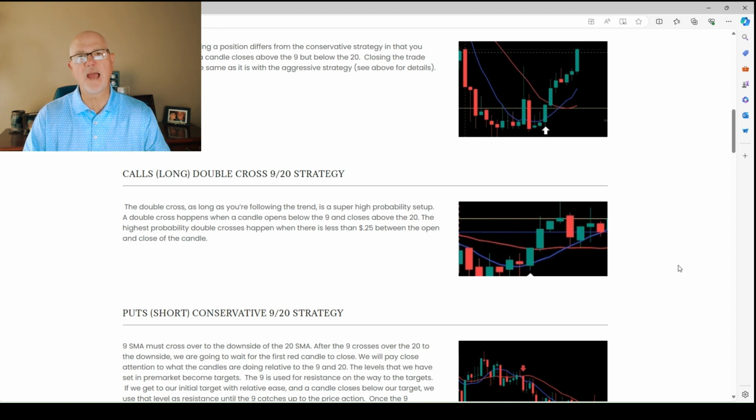Now, the double cross happens to the upside when you open below the 9 and close above the 20. That is a double cross to the upside. Now, here's the beauty of the double cross. If you get a double cross that happens directly above a demand zone, again, to the upside, those are really, really, really nice plays. If you are below a demand zone, you get a double cross, I would wait until you get that cross to the upside through that demand zone.